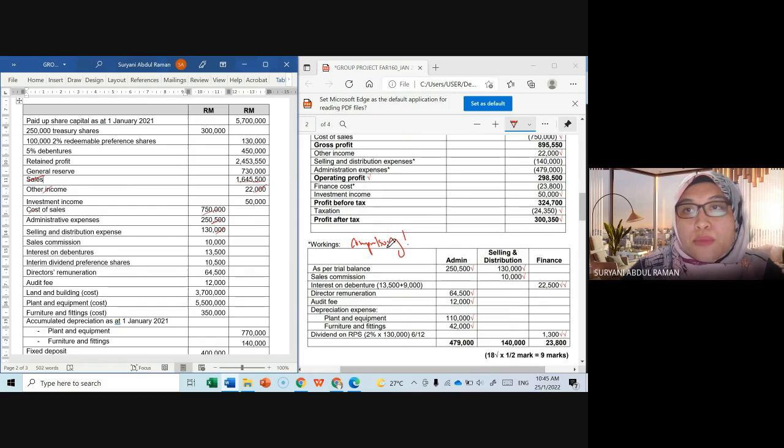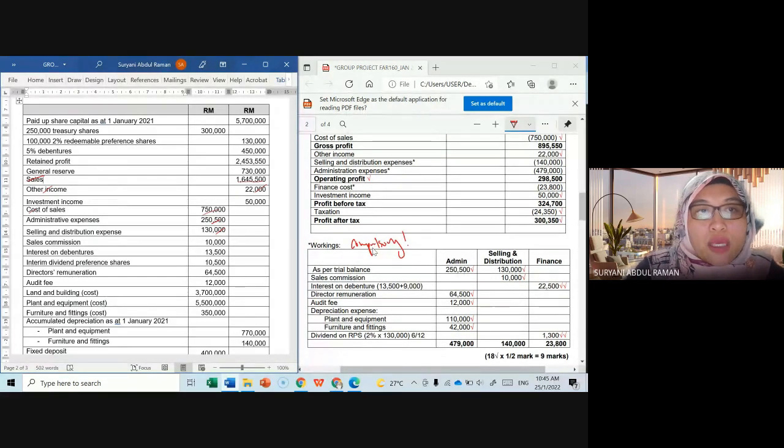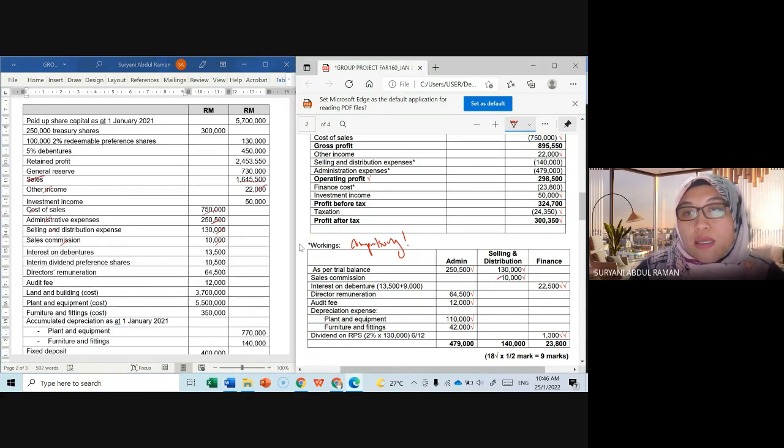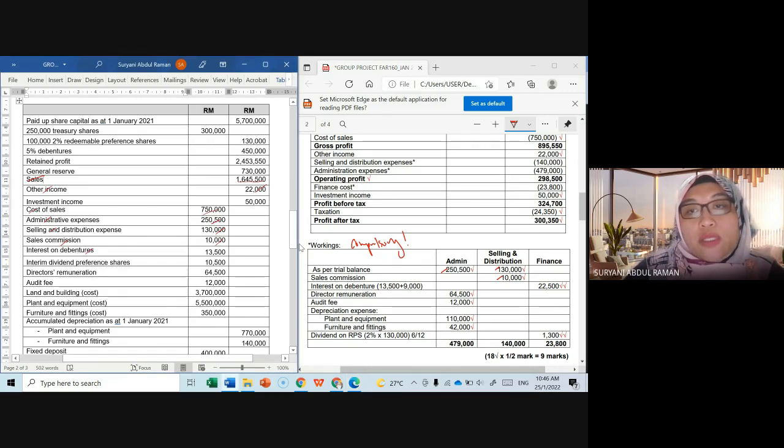Next, what do we have now? Sales commission is an expense that you give to your agent. When your agent or worker manages to hit a certain target, they will get a certain incentive. The incentive we call commission. So this is also part of the selling and distribution expenses. Interest on debenture is related to finance cost.